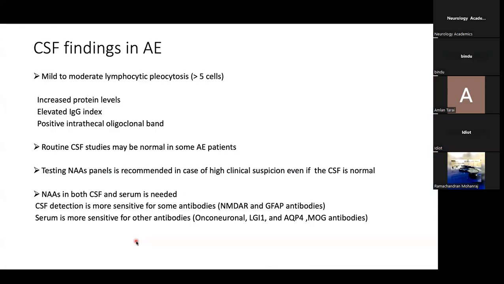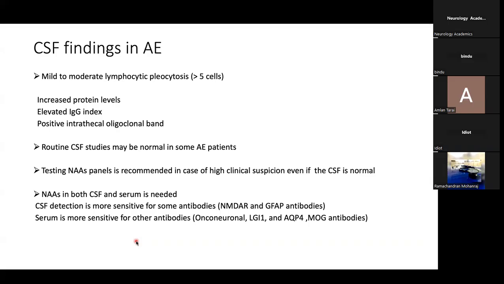The clinical CSF features in case of autoimmune encephalitis: CSF findings are mild to moderate lymphocytic pleocytosis, more than 5 cells, increased protein level, elevated IgG index, and positive intrathecal oligoclonal bands. Routine CSF study may be normal in some autoimmune encephalitis patients. So testing the neuronal antibody panel is recommended in case of high clinical suspicion, even if the CSF is normal.